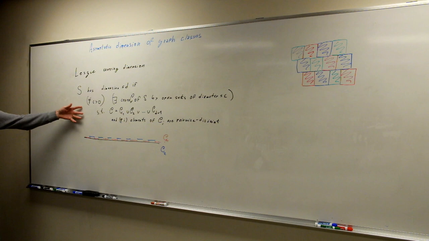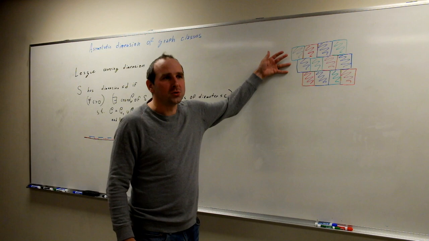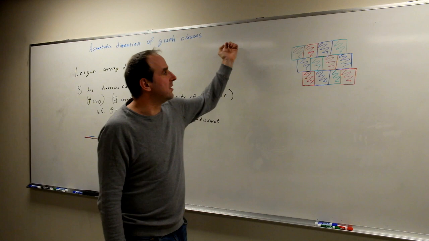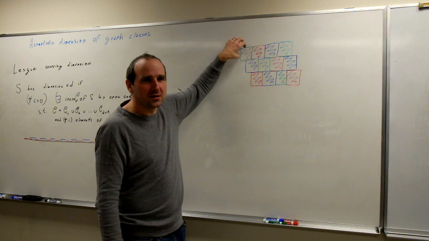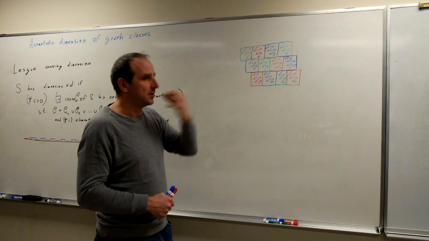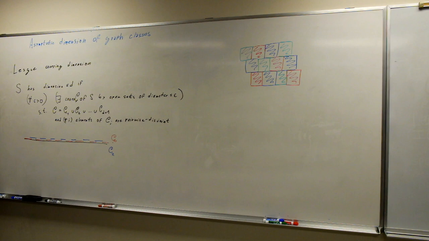And this picture shows that the dimension of the plane is at most two, because I can now do this with three parts: red things, blue things, and green things, where the things of the same color are pairwise disjoint, and together they cover the whole plane. Okay, so this is an interesting way to define a dimension.